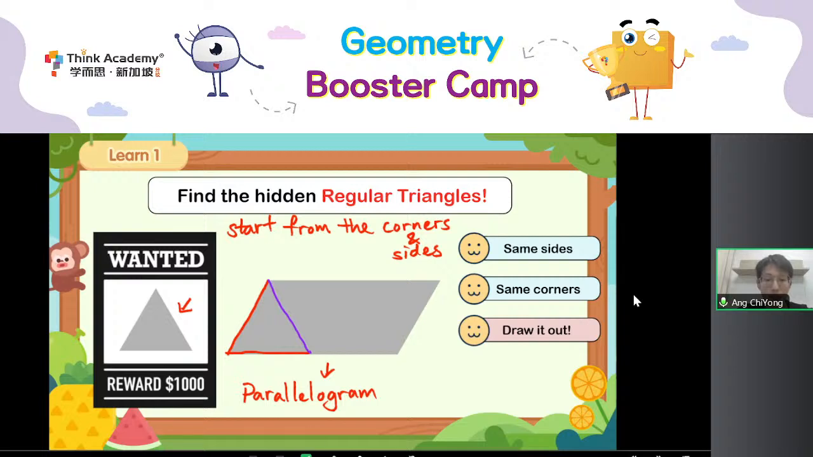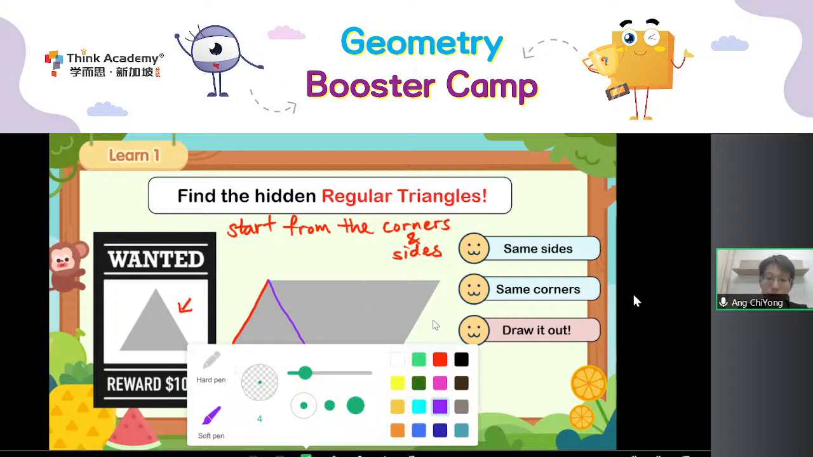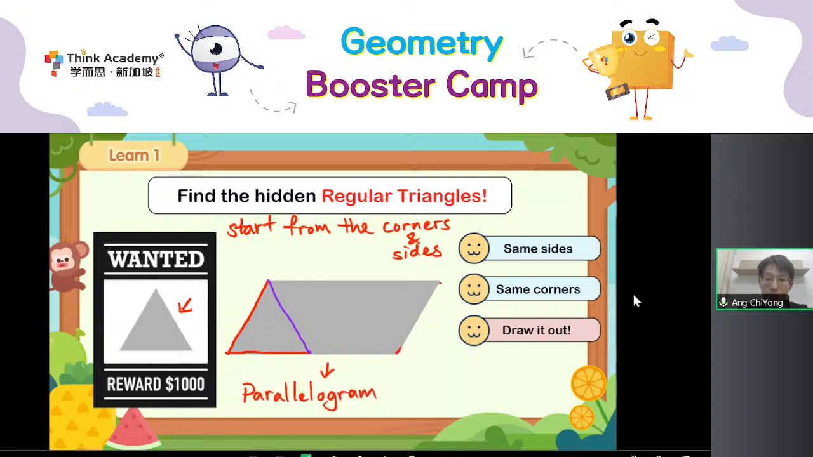I can also find from the other side, the other corner. Again, I see one side over here and 2 sides over here. I need to make sure that the sides are the same length, right? And again, I will find the third side using my purple line. Look over here. Boom, I have another triangle.